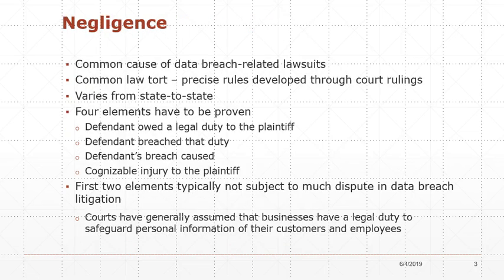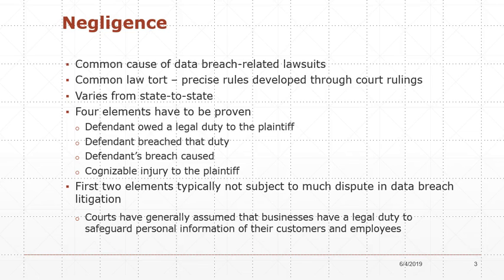So let's look at negligence in a little more depth. And like I said, this is one of the more common causes of data breach related lawsuits. And it's a common law tort. There are precise rules that are developed through court rulings, and unfortunately they vary from state to state, as I said before. But there have to be 4 elements that are proven for there to be negligence. The defendant owed a legal duty to the plaintiff. The defendant breached that duty. The defendant's breach caused cognizable injury to the plaintiff. Cognizable is just that it's something that you can see, feel, touch, weigh, whatever. But it's an injury that can be observed.